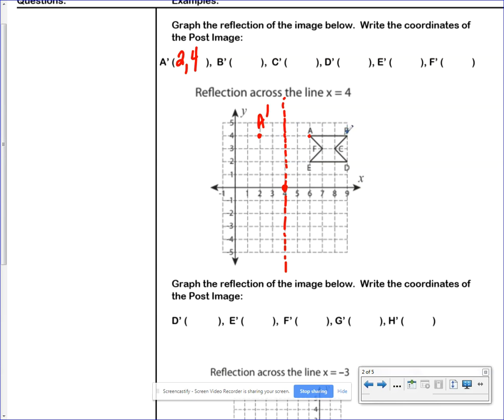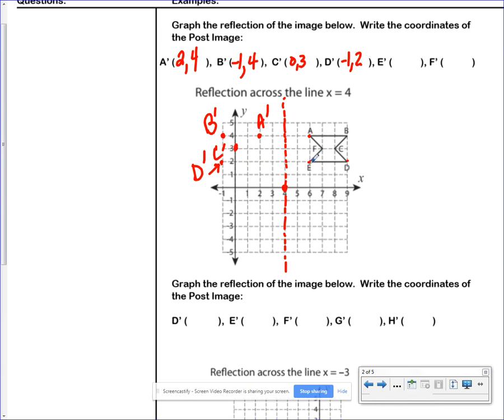B is much further away. B was over here at 9. I have to travel 5 units to get to the line, which means I have to travel 5 units this way. -1, 4. C, 1, 2, 3, 4. Here's where C prime is. And that happens to be at 0, 3. D prime is right here, and D prime is going to end up over here. That point right there, which is at -1, 2.